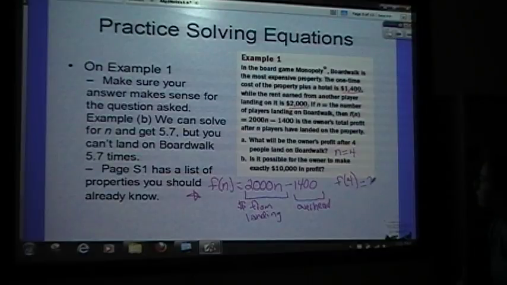So now I have 2,000 times 4 minus 1,400. That's 8,000 minus 1,400. And we get 6,600.